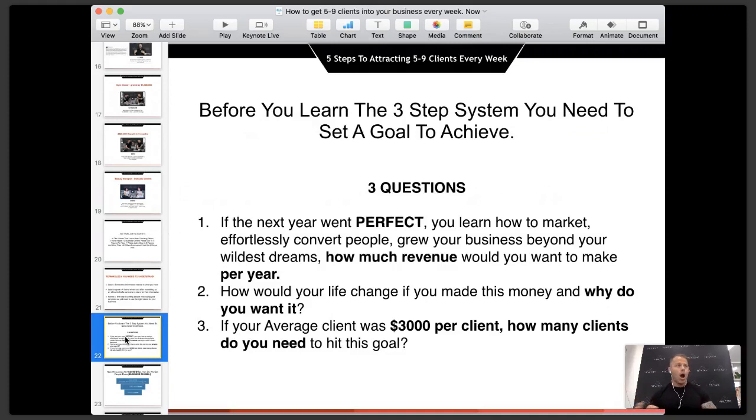Do you want to actually hire more staff so you can help more people? Would you go on a holiday if you made this money because you haven't been on a holiday for the last 5 years? Would you essentially buy a house for your parents? And then thinking about this revenue goal, if your average client was $3,000, how many clients do you actually need?